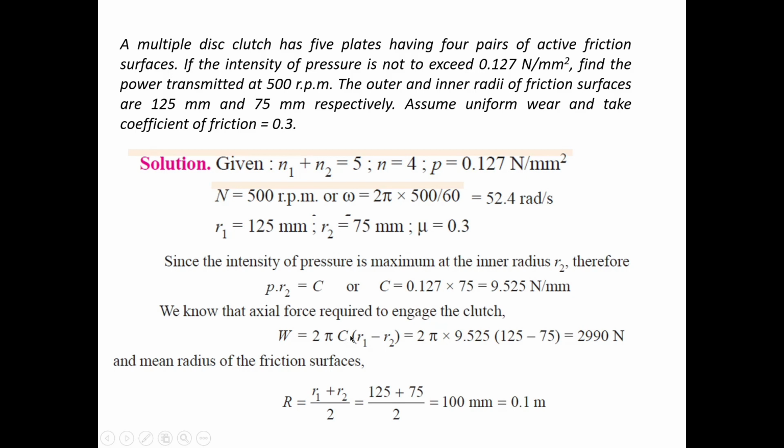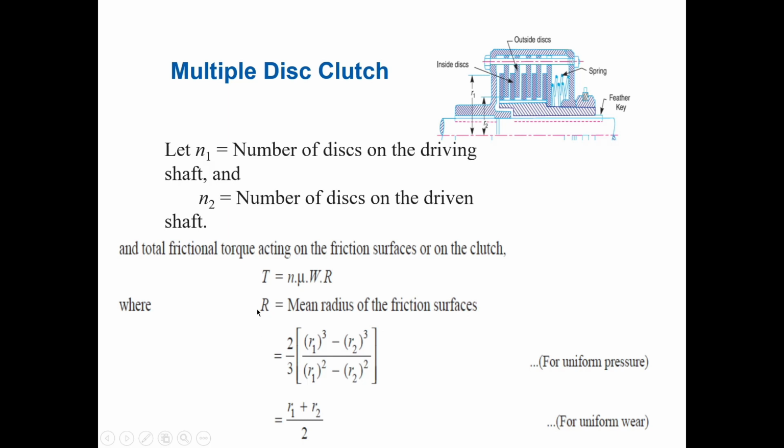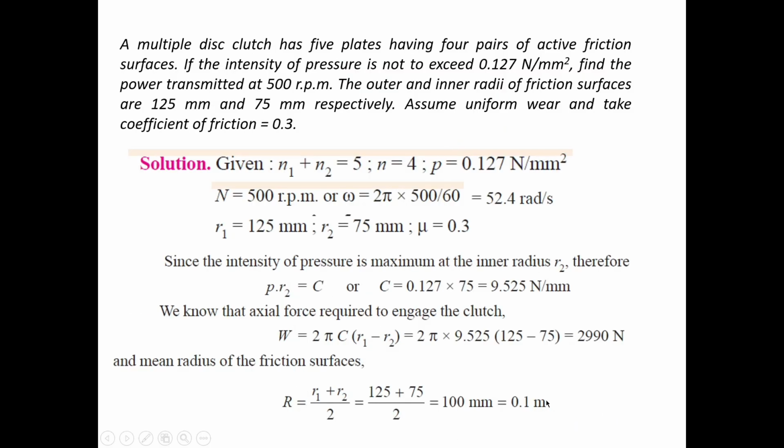Since the C value is known, we can substitute directly, and the R1 and R2 values are also known. So direct substitution only. Since the question says uniform wear, for uniform wear the R formula is R1 plus R2 divided by 2. Use that formula and find the mean radius of the frictional surfaces.